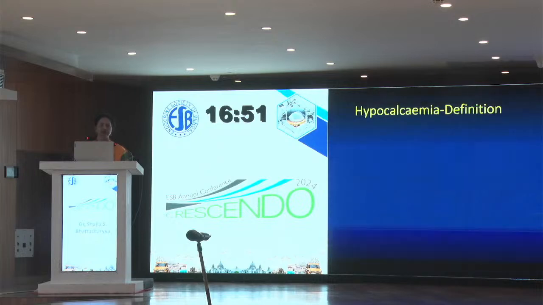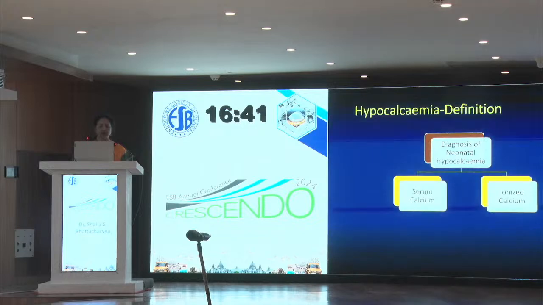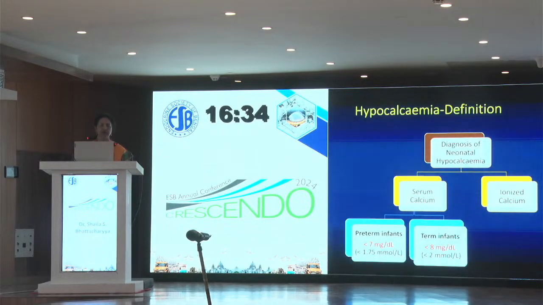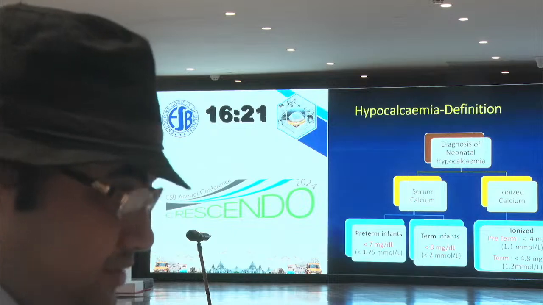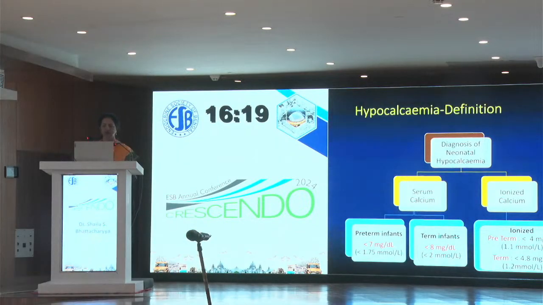And you need to always know the conversion factor, because not all labs give you in milligram per dl. So the conversion is 1 millimole is equivalent to 4 milligram per dl. So when you say hypocalcemia, you will have to have both the total or the ionized calcium. So in the preterm it is less than 7 milligram per dl, and in term it is less than 8 milligram per dl, and the ionized in preterm is less than 4, and in the term is less than 4.8. And in children it's always less than 8.8 is the total, and ionized is less than 4.4.